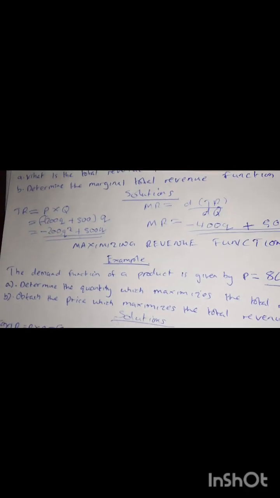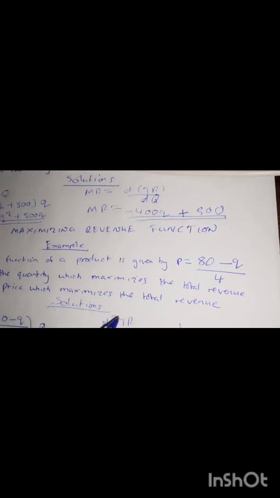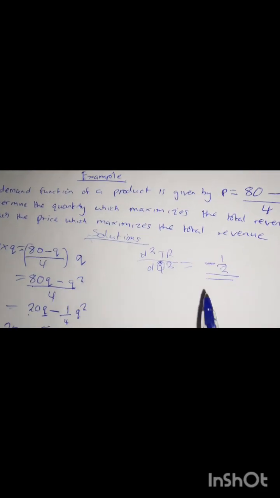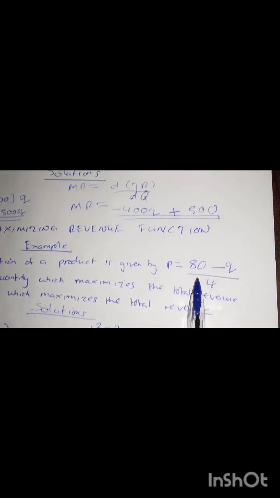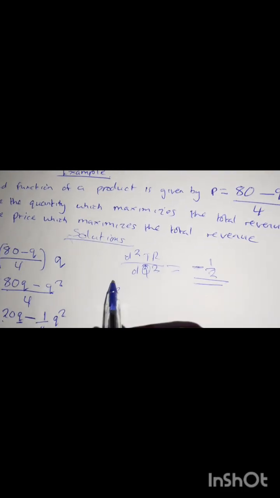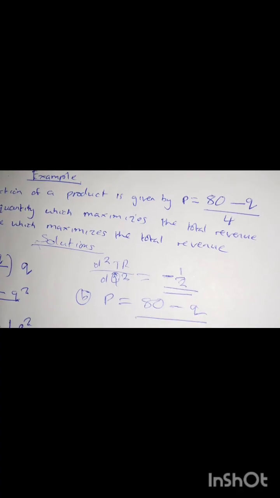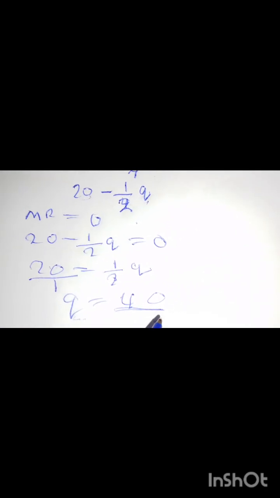So let's go to question B. Question B is saying, obtain the price which maximizes the total revenue. We know that we have the price function, which is here. Price is equal to 80 minus q over 4. Then from the marginal revenue, we found the value of q to be 40.